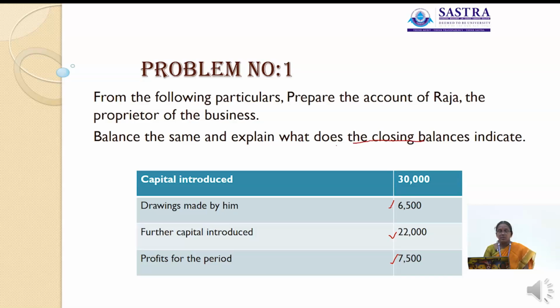Here we have to prepare the capital account. So capital introduced is the opening balance, that is the amount of capital introduced by Raja, the proprietor. Then drawings made by him, the amount withdrawn by the proprietor for his personal use, rupees 6,500. Then further capital introduced. Additionally, he has to introduce capital.